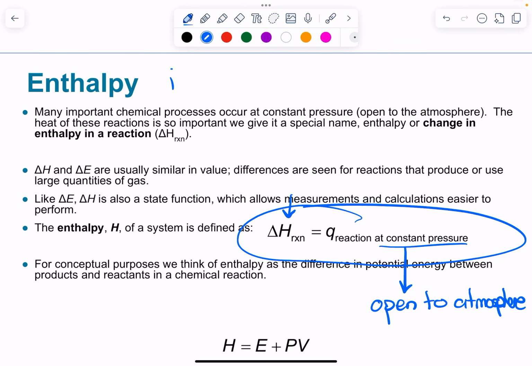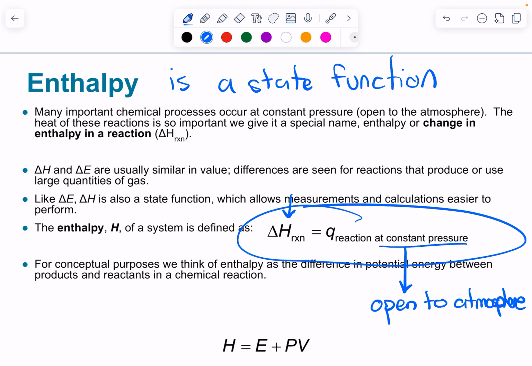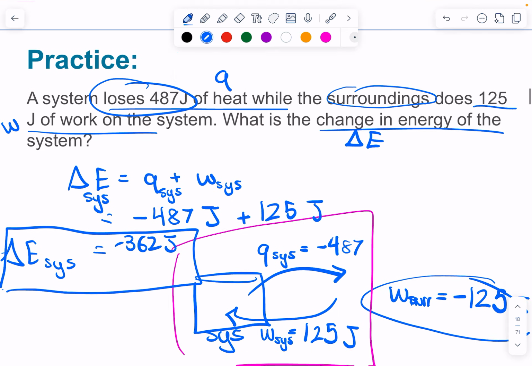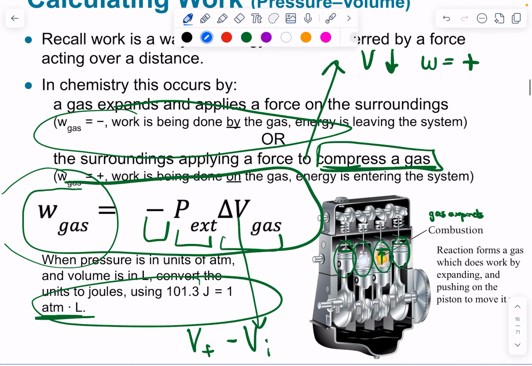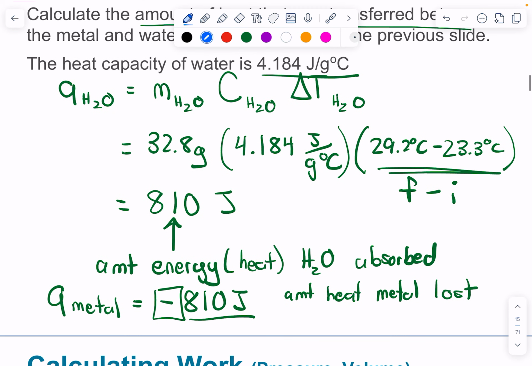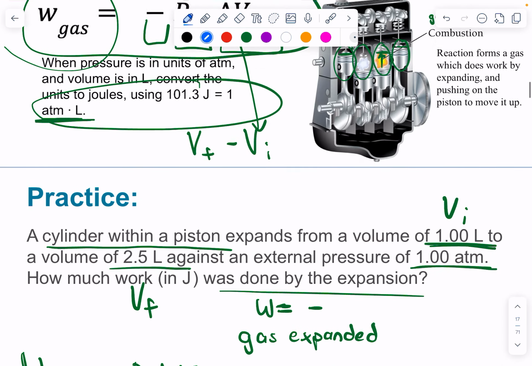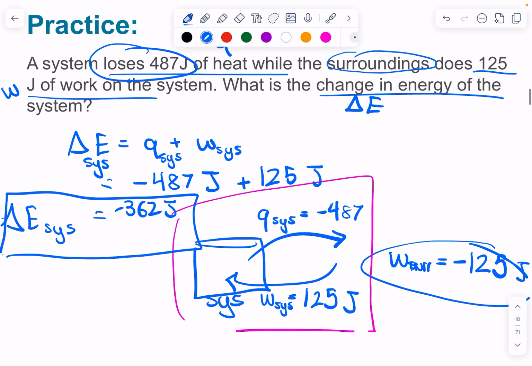So enthalpy is a state function. Heat is not. Just regular old Q is not a state function. And so we can't just do final minus initial for heat. We have to go through this whole process like we did up here and calculate changes in temperature and mass and specific heat capacity for every single step. We would have to do that. This is like the hikers going up a different path on the mountain.